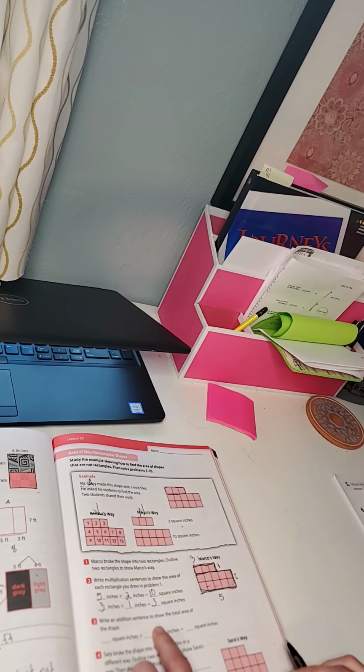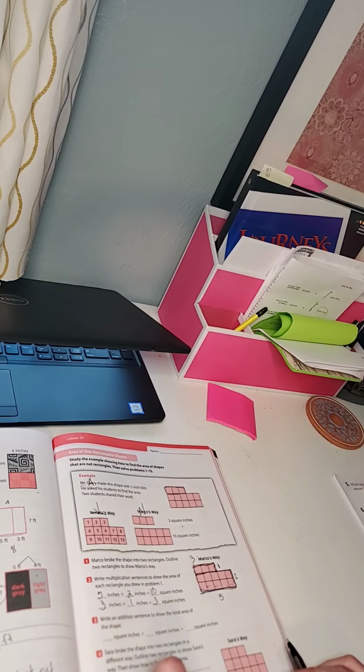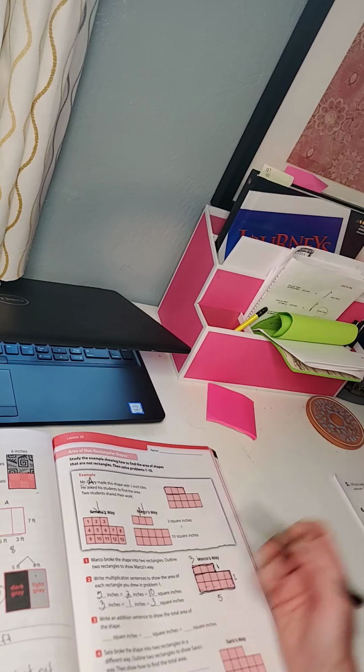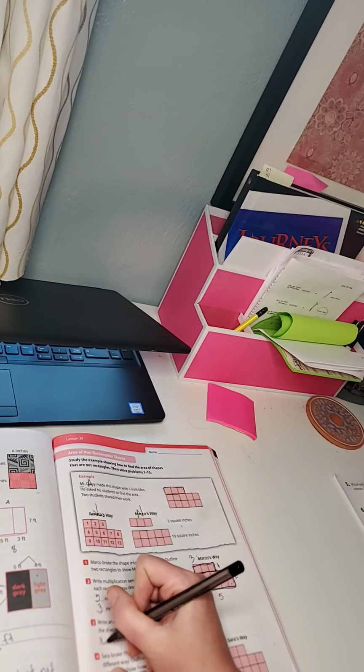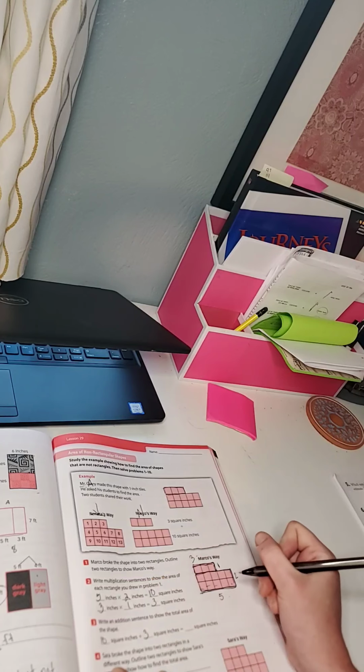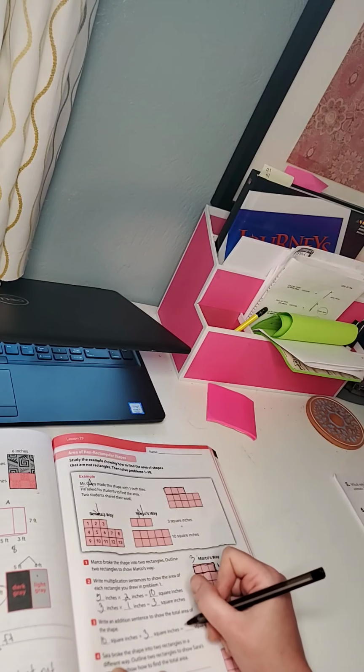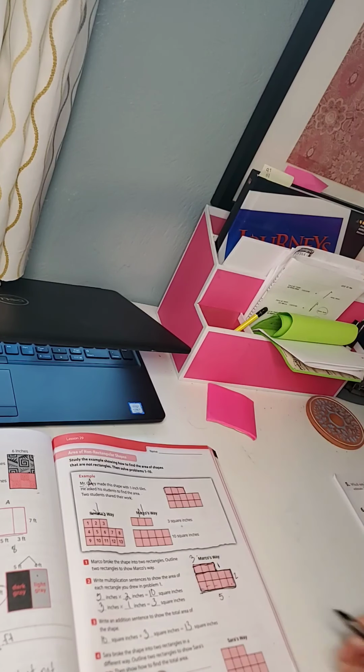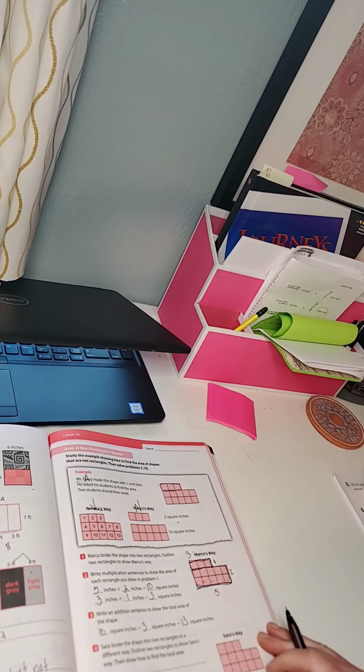Write an addition sentence, excuse me, to show the total area of the shape. So let's take that 10 plus that little tiny one. 10 plus 3. What's that? 13. You got it. All right.